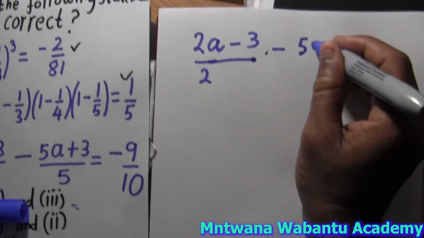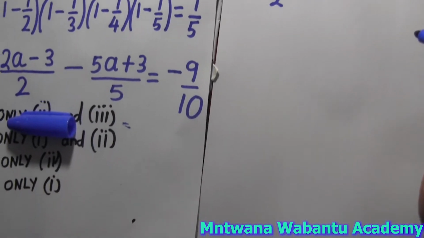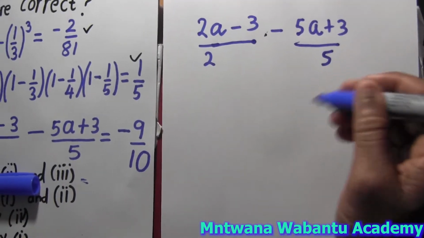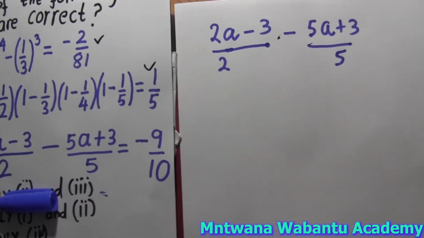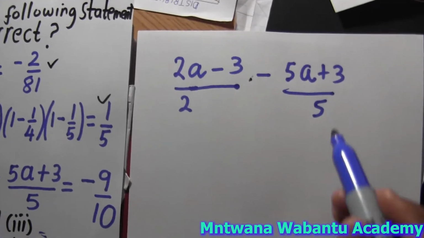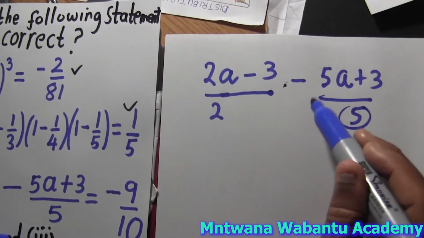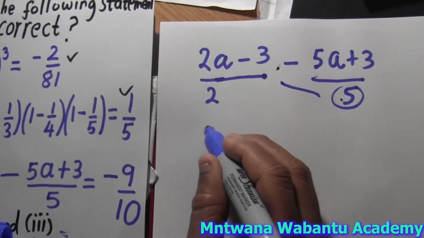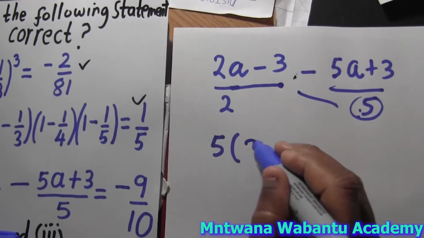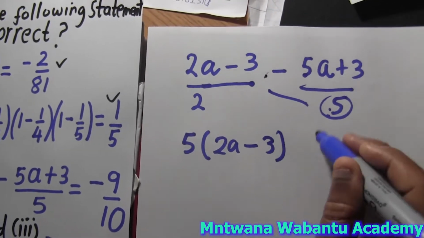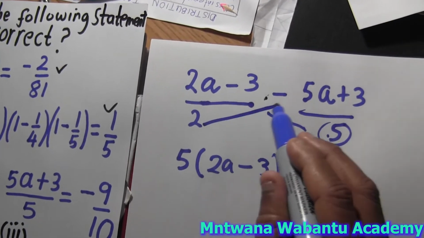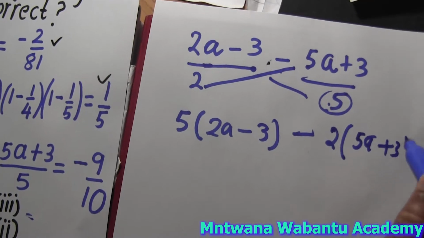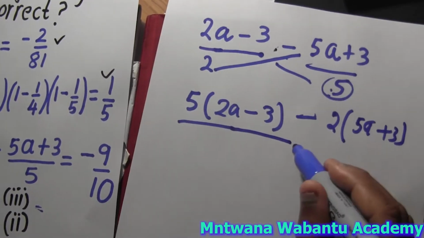5a plus 3 over 5. Now let's see if we can get negative 9 over 5. I'm going to multiply 5 by this group, 2a minus 3, and then minus 2 multiplied by the group 5a plus 3. And then the denominators multiply.